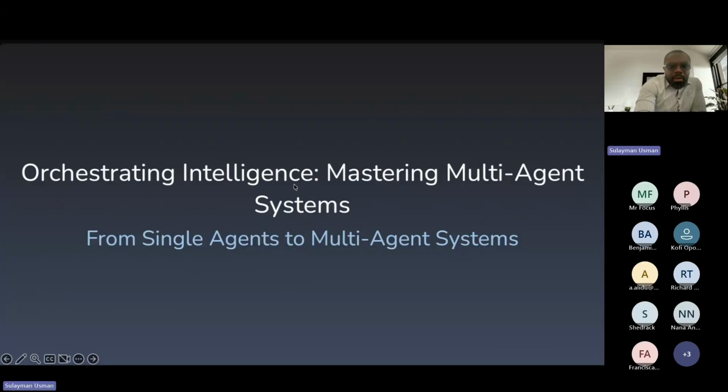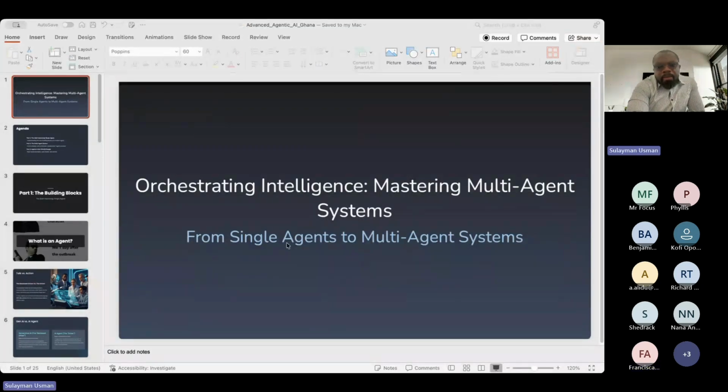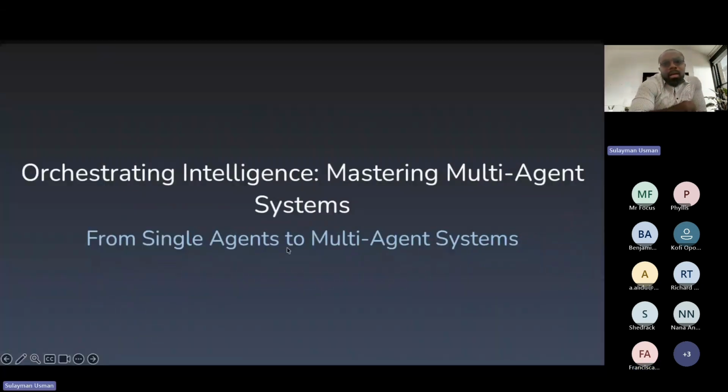Can you guys see my screen? Yes, we can.